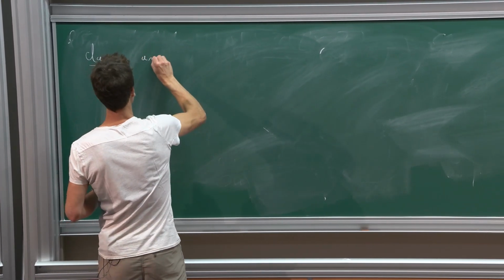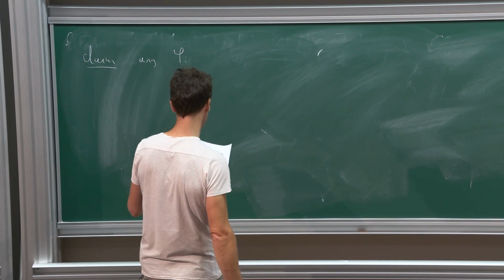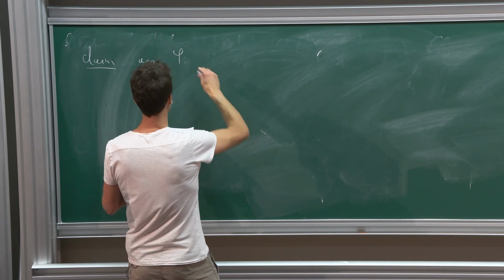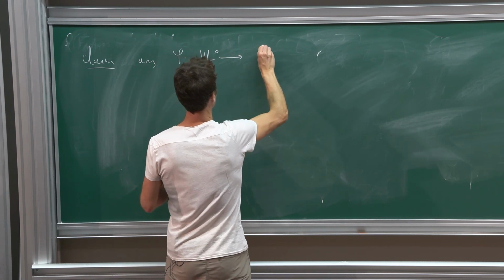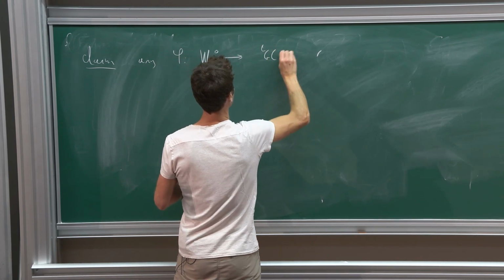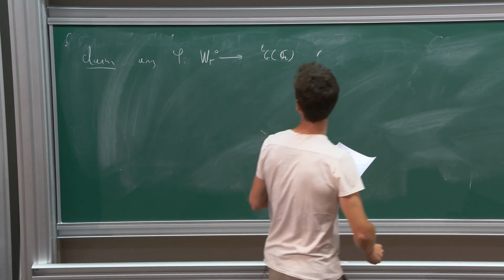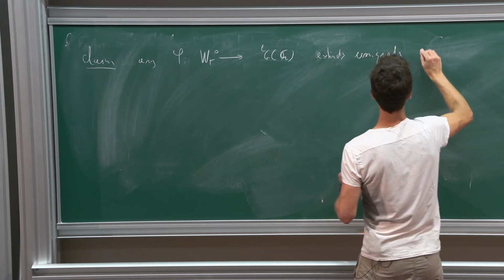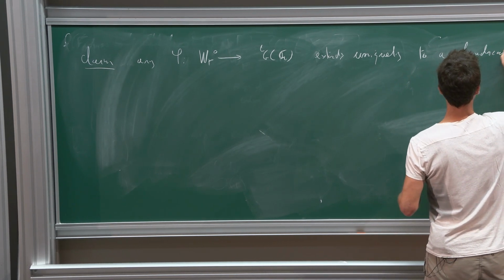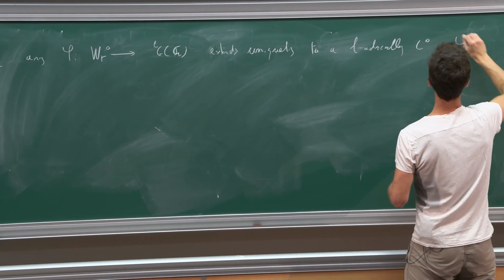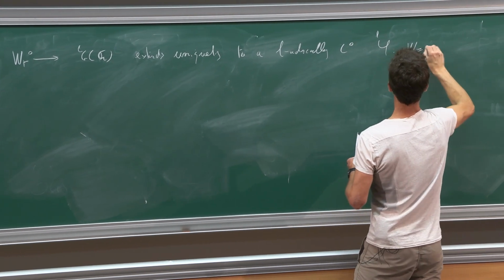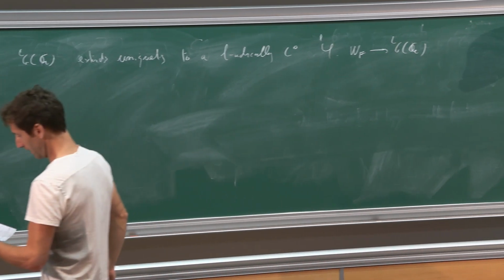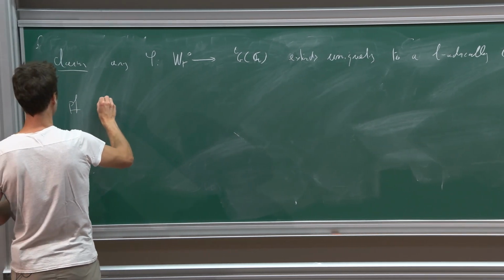So the claim is that any phi, so maybe I will just state it for any group and then prove it for GL_n. Any phi from L_G, so from W_F^0 to L_G(Q_l-bar), extends uniquely to an l-adically continuous L phi from W_F to L_G(Q_l-bar). And okay, let's prove it for GL_n, say.